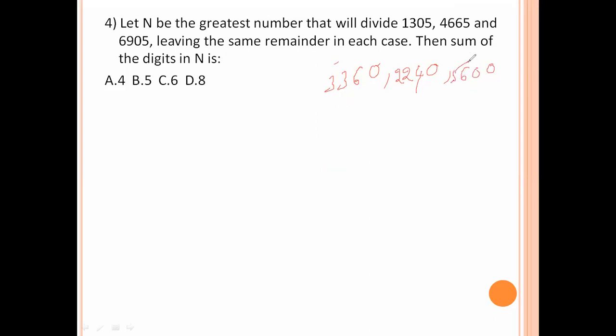Now you see that all these values are divisible by 1120. 1120 2s are 2240, 1120 3s are 3360, 1120 5s are 5600. So that means 1120 is the common value. The sum of digits in this value is 1 plus 1 plus 2 plus 0 equals 4. So option A is the right answer.